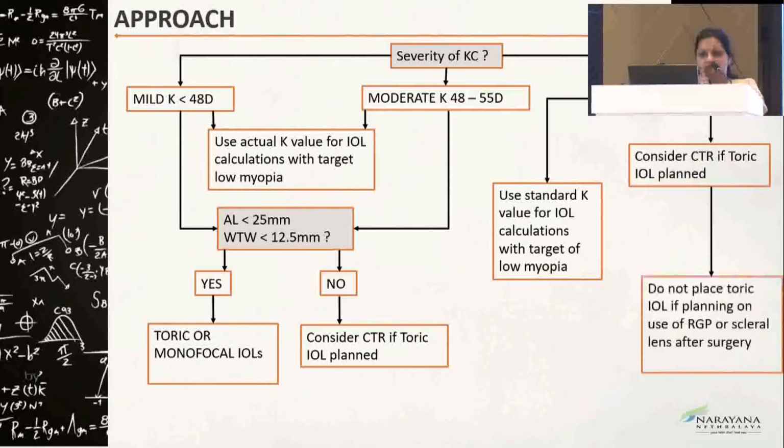In cases of severe K, we can plan a toric, but it has to be a customized toric. And if there is very severe scarring and we are unable to acquire proper scan results, we can use the standard K.